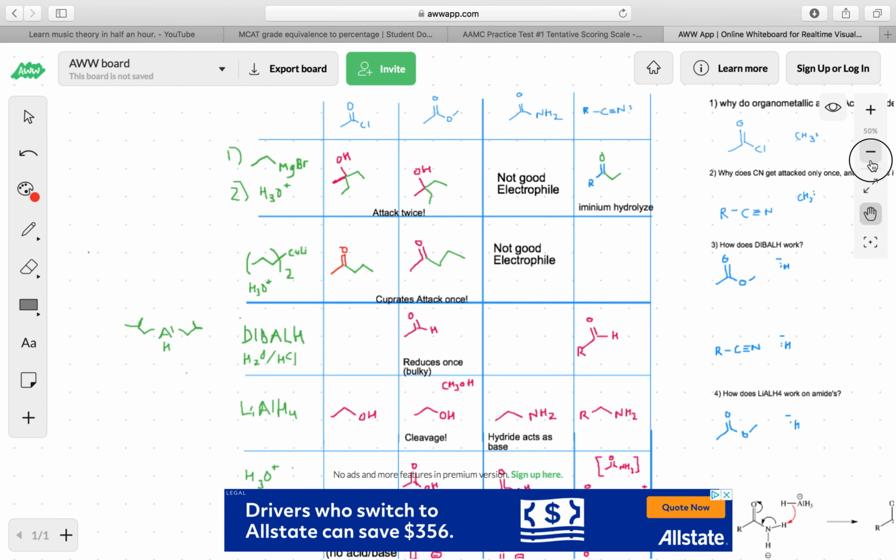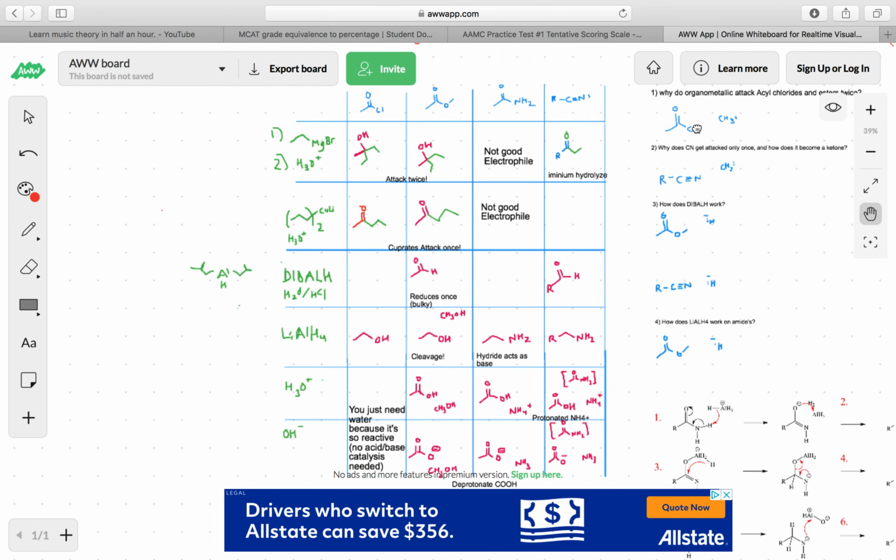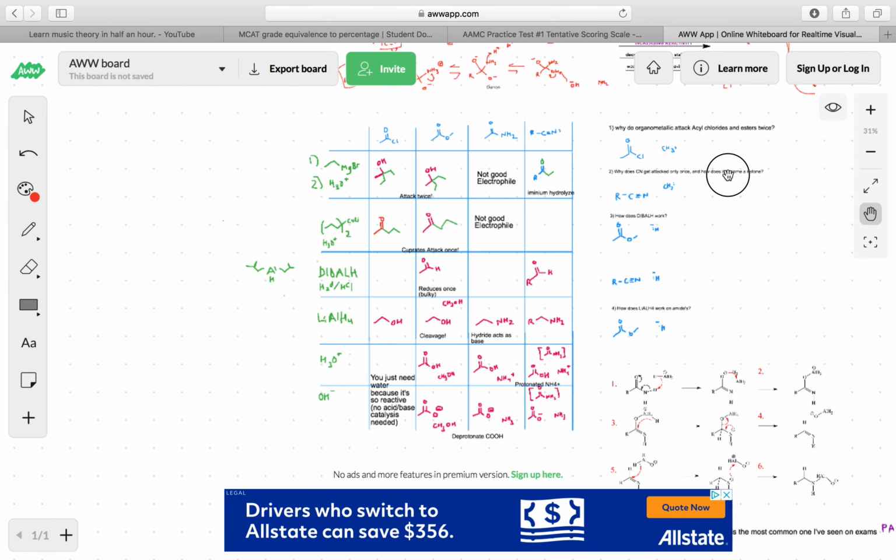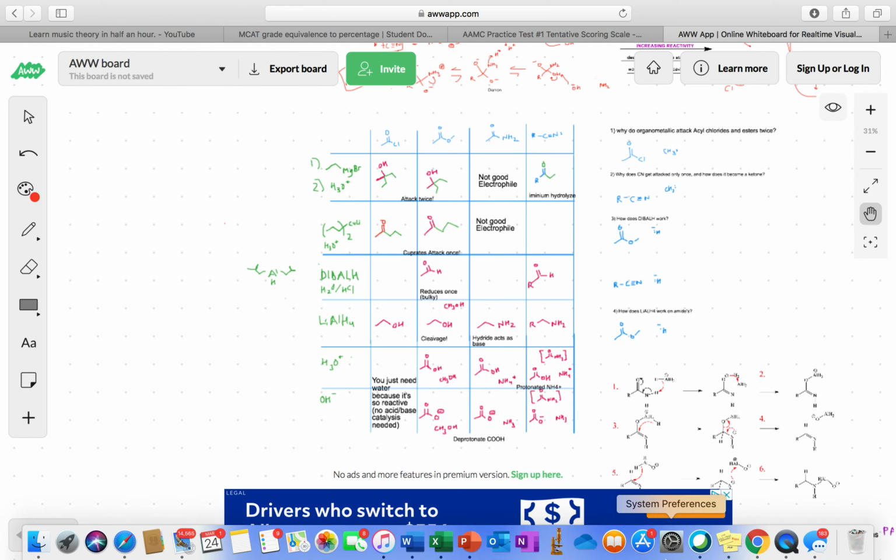I'm going to zoom out so you can take a picture of it, because I feel like this is pretty important for you to know. So quickly, if you can take a screenshot or a picture, and then we can resume.